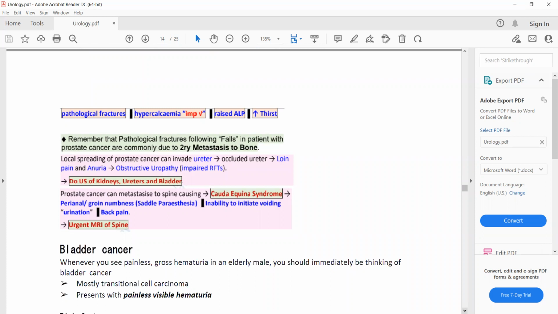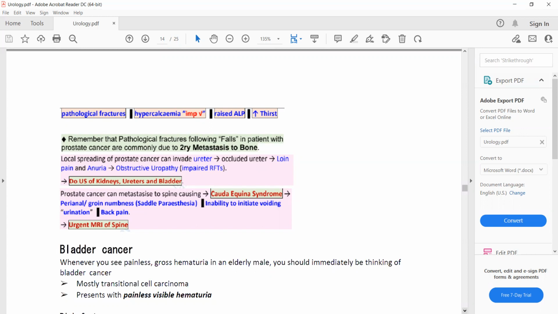Prostate cancer can metastasize to bones and it can result in pathological fracture and signs of hypercalcemia, that is increased thirst or increased urination. Also, it includes abdominal pain and confusion, etc. So prostate cancer can invade the local structures, which will result in obstructive uropathy, or it can metastasize to the spinal cord and result in the compression of the spinal nerves.